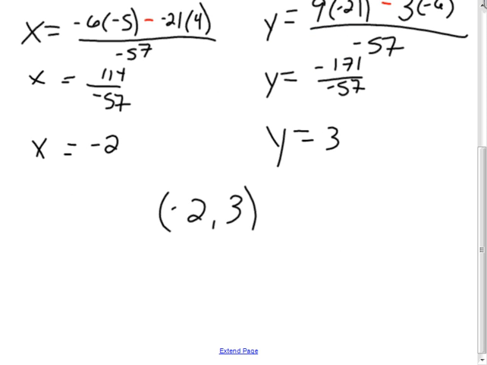That is where it crosses, x, y. System of equations, where they intersect. I solved it, so I put it in set notation. That's your answer. That is how to solve a system of two equations using Cramer's rule.